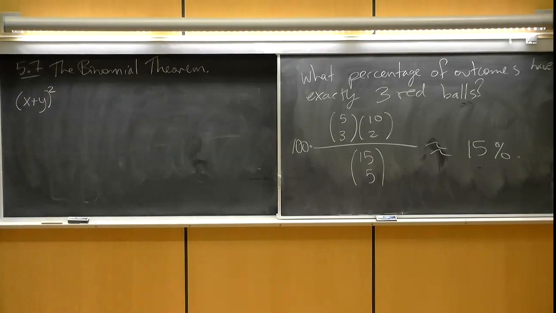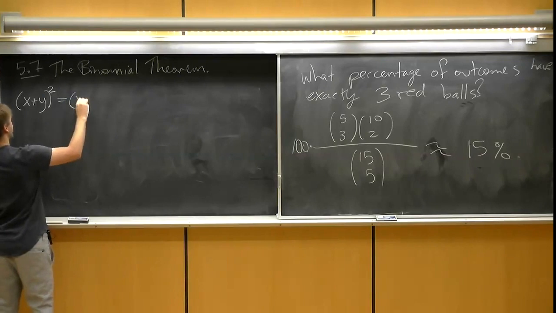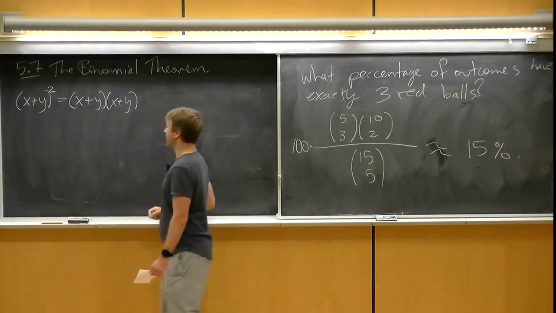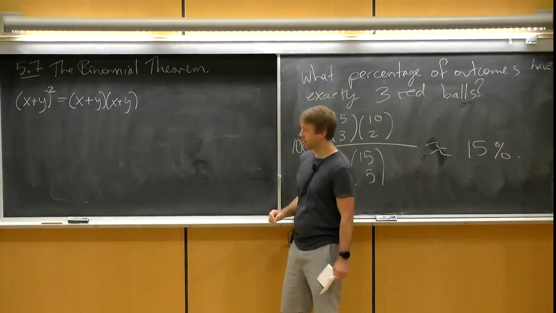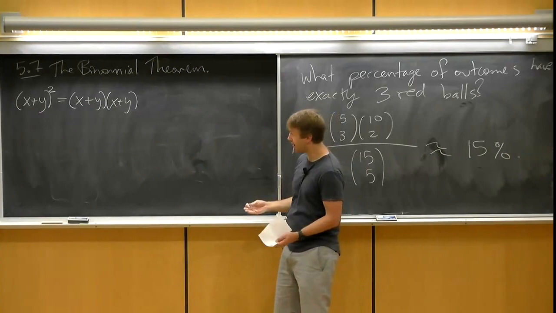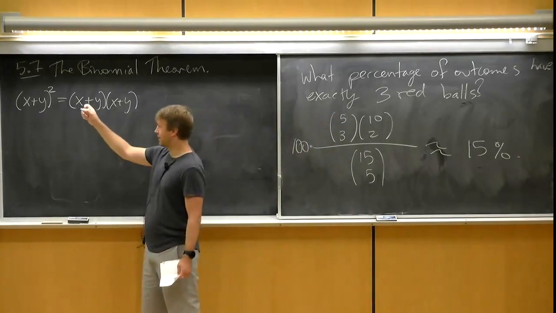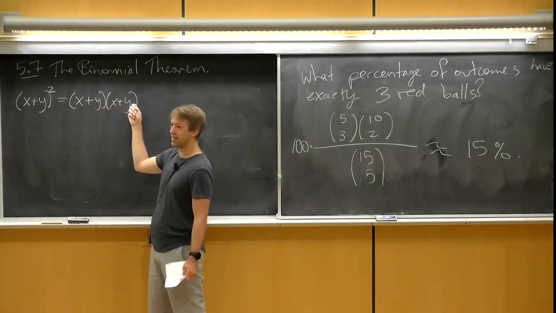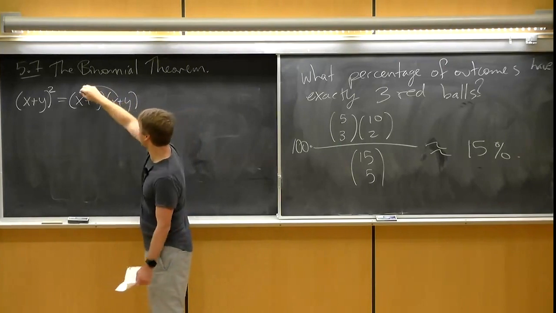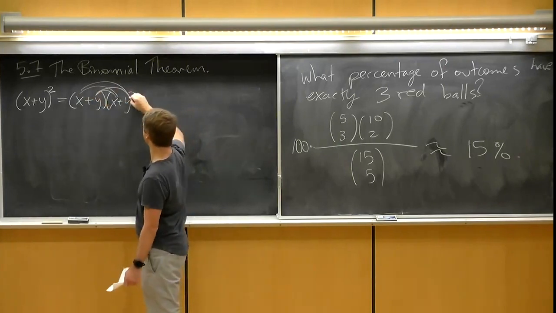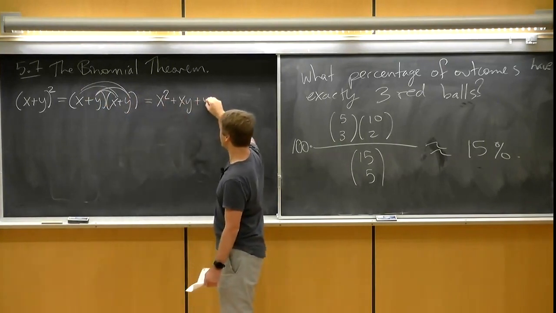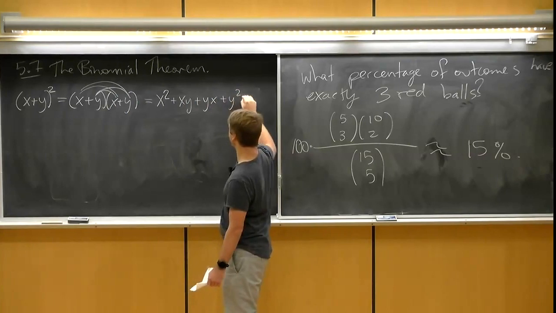let's remember how to expand. This is like FOIL or whatever. Right, (x plus y) squared is (x plus y) times (x plus y). You take the first times the first, first times the second, second times the first, second times the second. So x squared plus xy plus yx plus y squared.